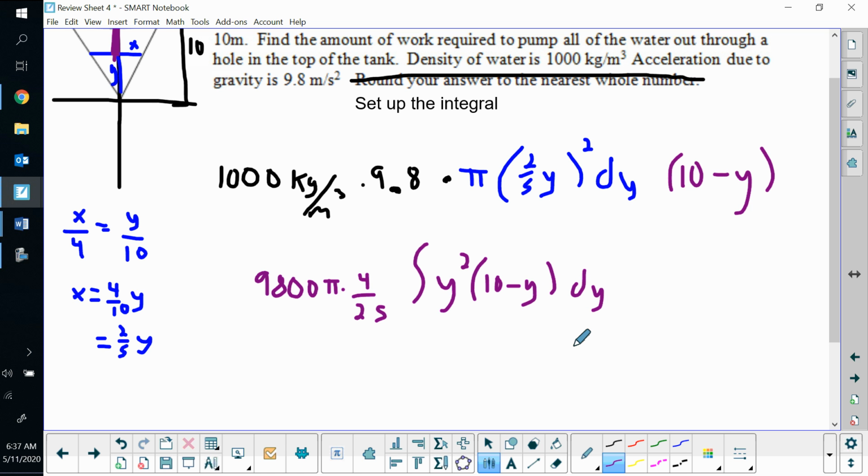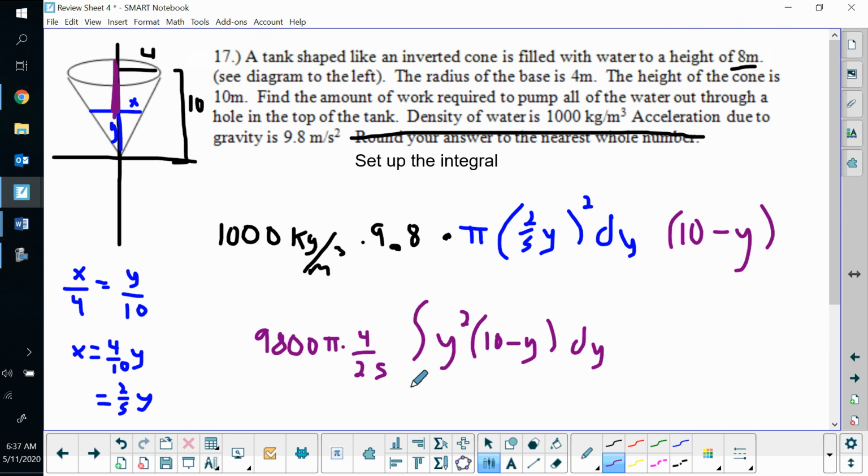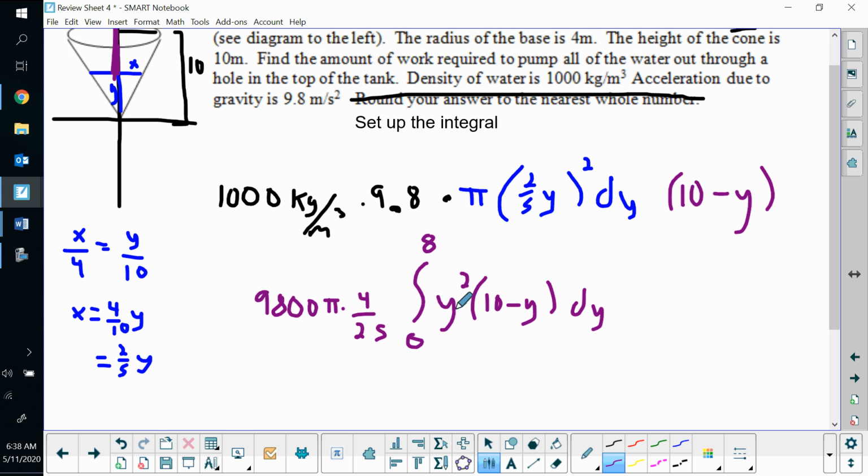And then on our integral is where the slices could occur. Well, the lowest the slice could be is 0. The highest would be 8 because the water is only 8 high. The cone was not filled all the way. Now this is actually an antiderivative we could do pretty easily. You could distribute it, do your antiderivative, and go from there. But all it asked us for was to set it up.